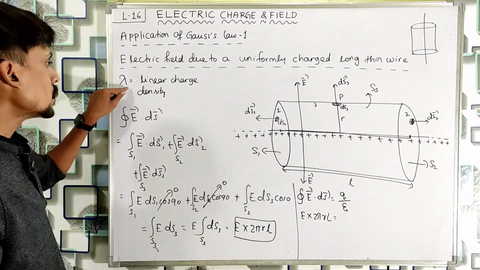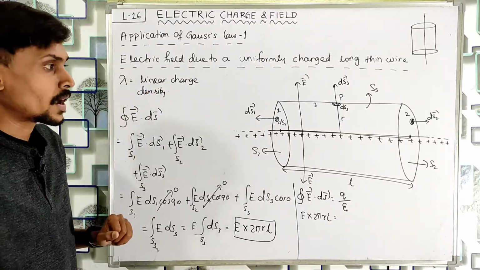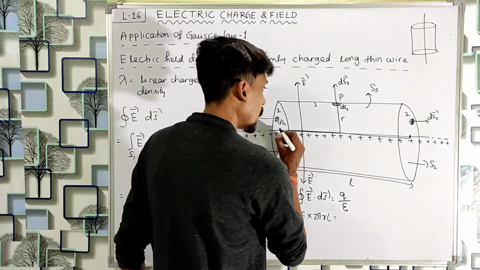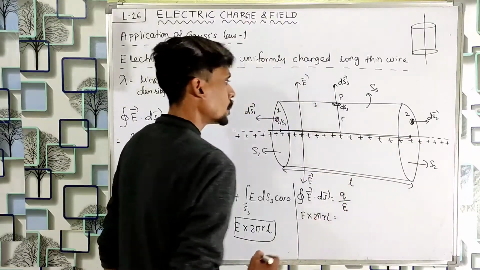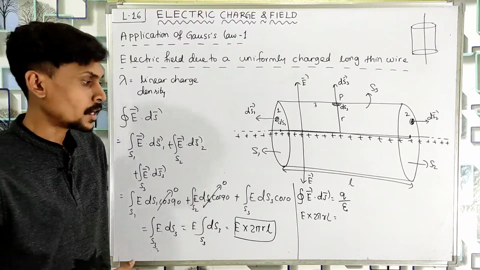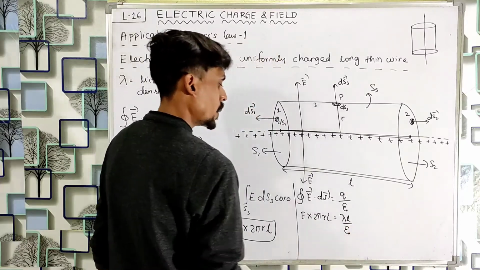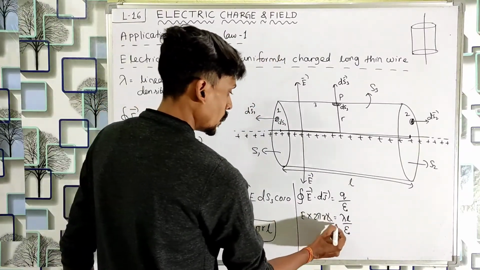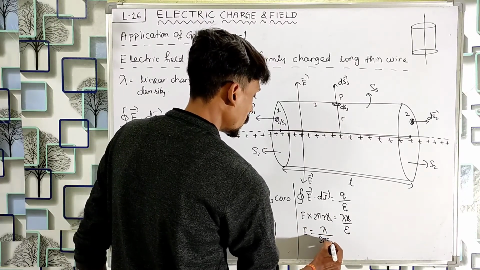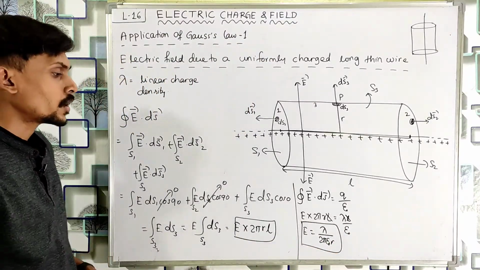And lambda is the linear charge density. If the wire is uniformly charged, then what is the amount of charge present on length L? It is lambda into L. Lambda equals q by L, so q equals lambda into L. So in place of q I can write lambda into L, divided by epsilon naught. So L will cancel, and E is equal to lambda by 2 pi epsilon naught into R.